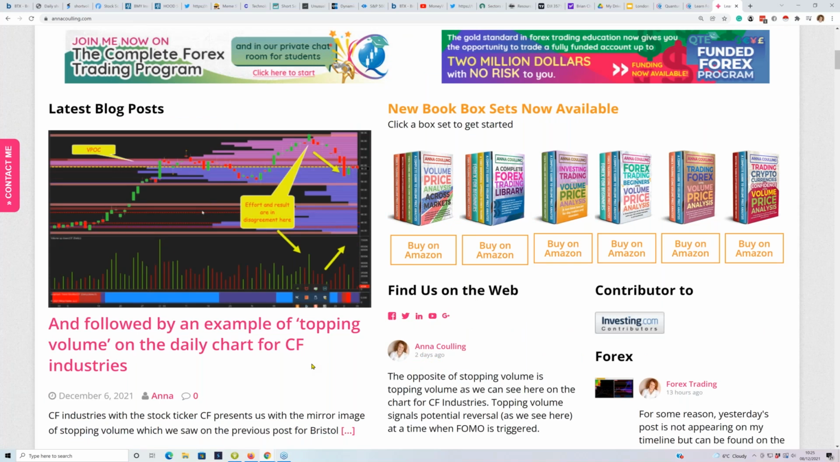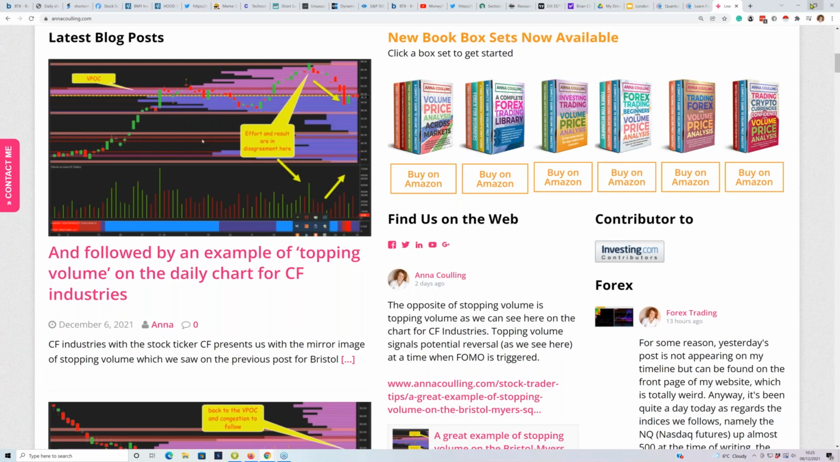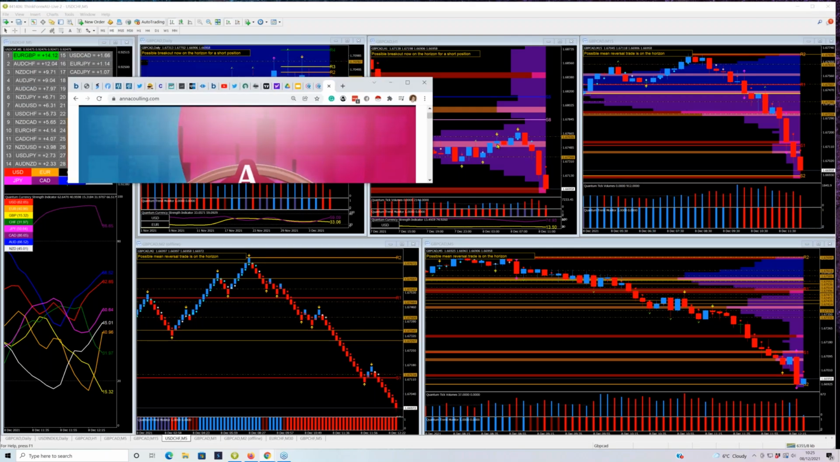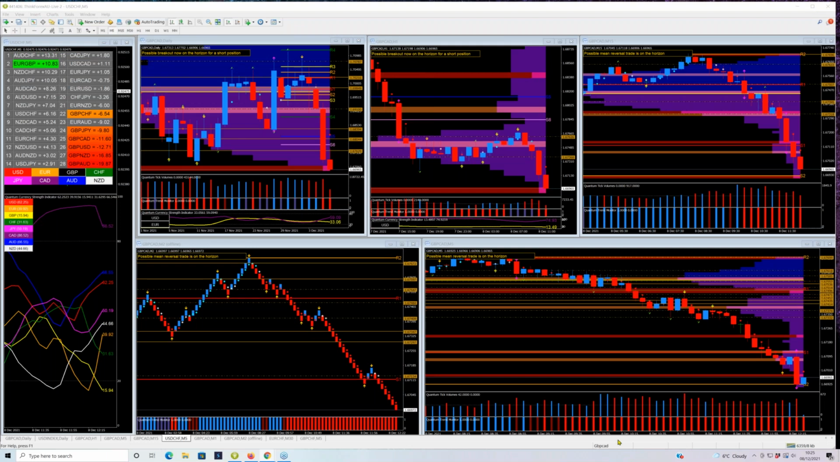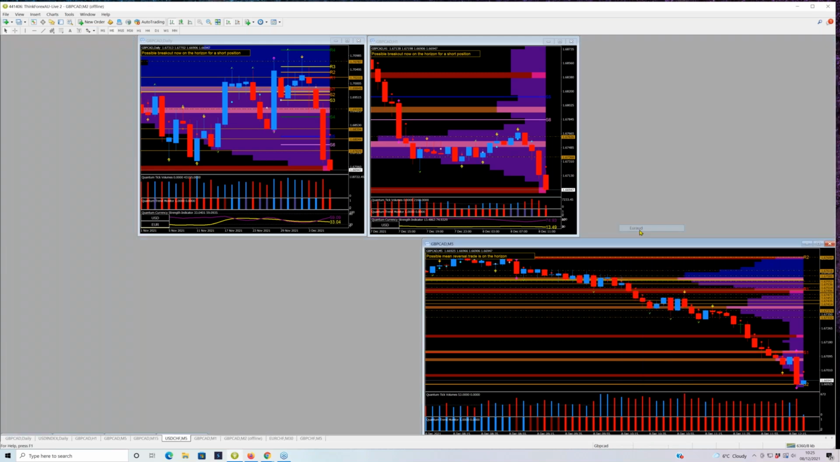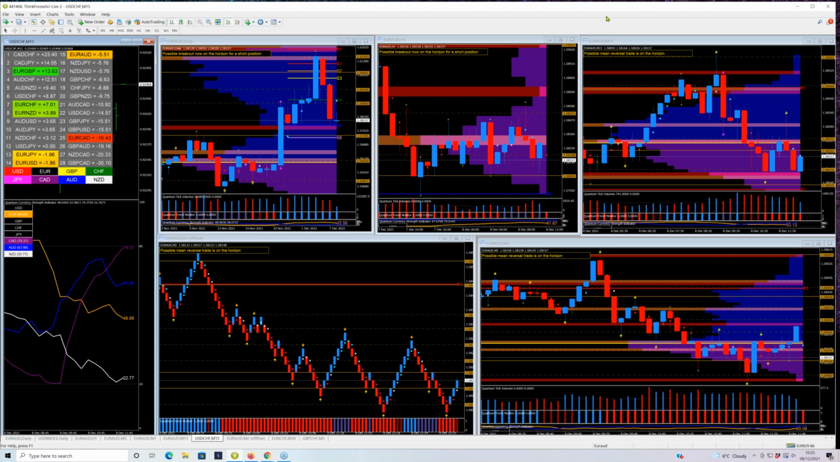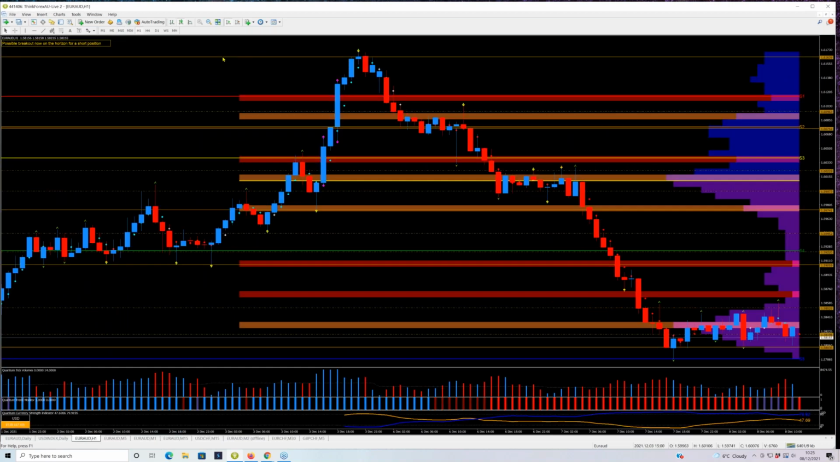And the two most recent posts are on what we call stopping volume and topping volume. I found a really nice example on the Euro Aussie, and I just wanted to highlight it, because people say, well, what do you mean by topping volume? I'll show you here. This is on the hourly chart, and that really jumped out at me. Let's just get the crosshair up at the moment. Right, here we are.